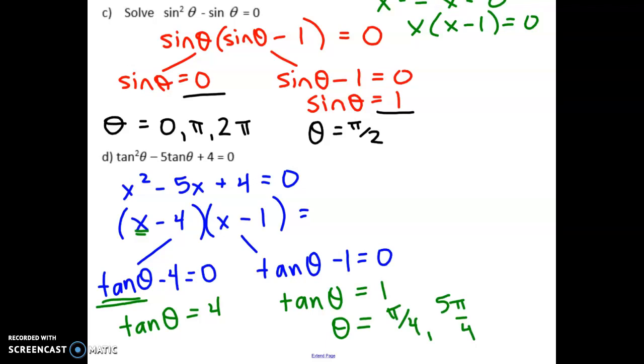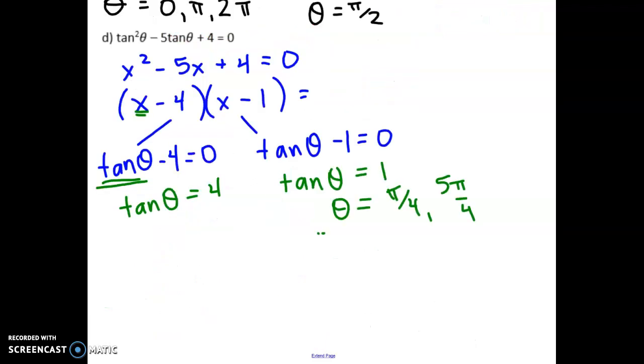But the other side is a little bit trickier, because we have tan theta equals 4. If you remember back to section 4.1, you can still get an angle if it's not on the unit circle. You just have to use the inverse tan button on your calculator. So if you go inverse tan of 4, your calculator has to be in radians, because the question wants an answer in radians. Remember that this gives you your reference angle. And when I type it in, I get approximately 1.33.